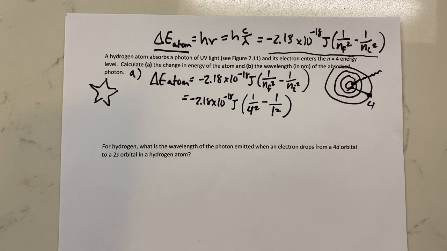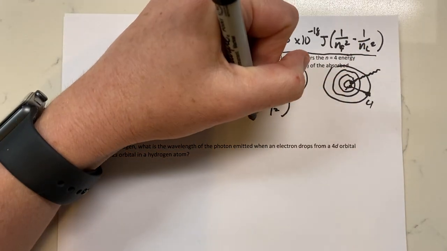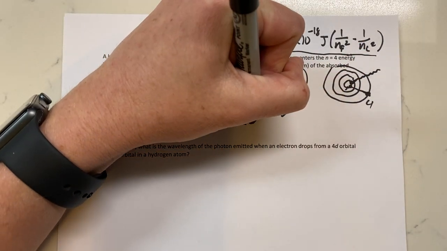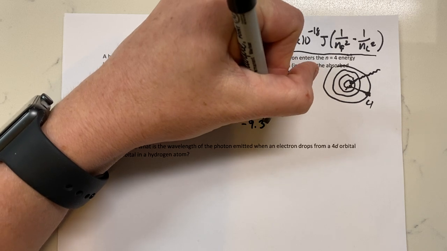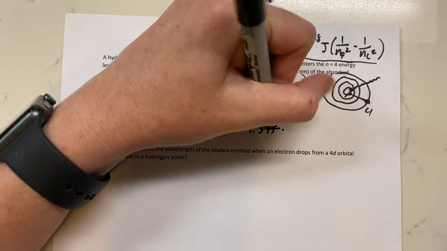I was going to do it all at once, but let's go ahead and break it down. Let's do the 1 divided by 4 squared, which is 1 over 16, minus 1. And I get an answer of negative 9.375 times 10 to the negative 1. So let me actually rewrite that.